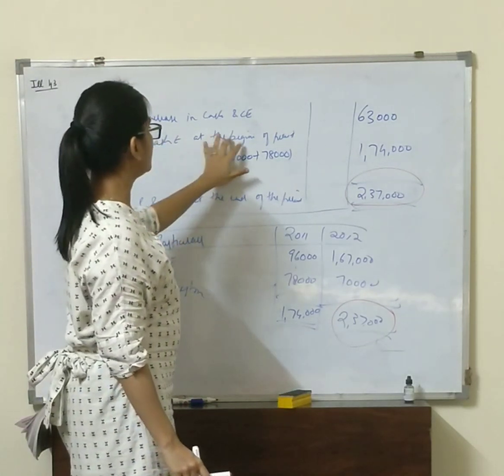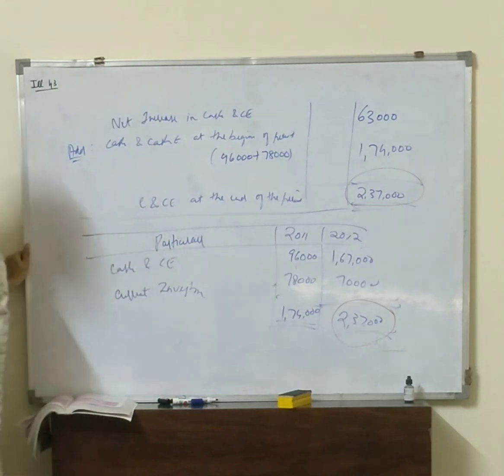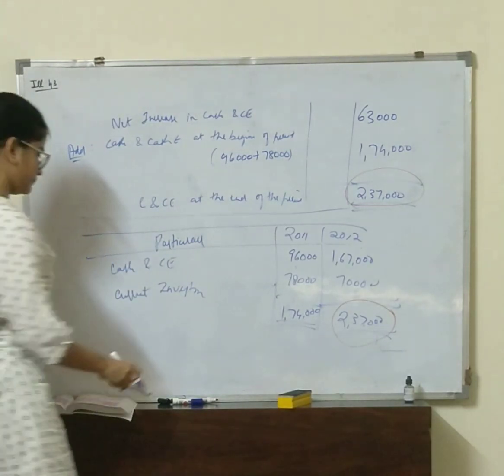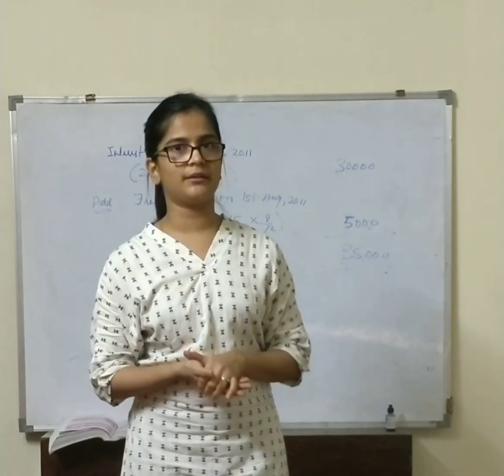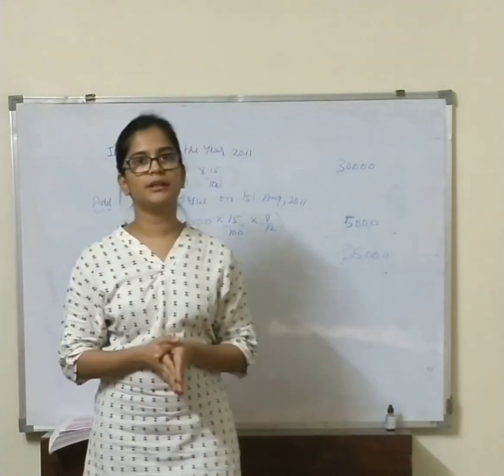How did you get the cash and cash equivalent for the beginning of period? Clear? So that's all for today. Please revise the format and the sums. We shall continue it in the next class.